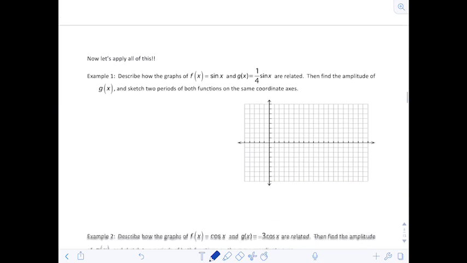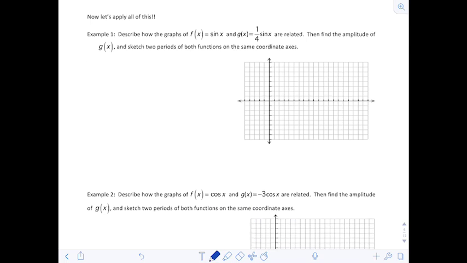Okay. So now we're going to put these into practice, and we're going to start with some little ones before we get into ones that get a little more complicated. So first let's think about how the graphs in example 1 of f of x equaling sine of x and g of x equaling 1/4 of the sine of x are related. Then we're going to find the amplitude and then sketch 2 periods of both functions, or 2 cycles, on the same coordinate axis.